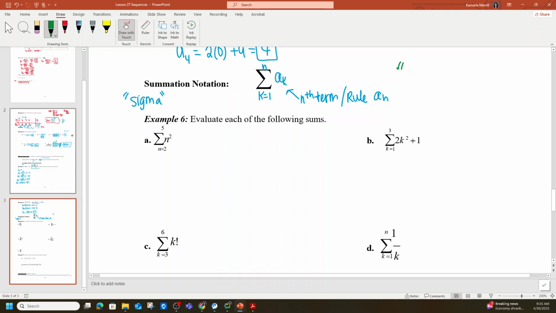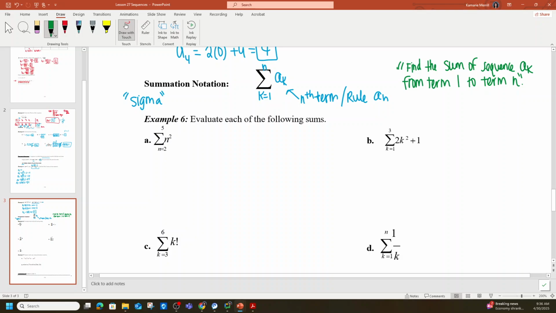This as a sentence is: find the sum of the sequence A sub whatever, from term 1 to term n. That sentence is that little symbol right there.